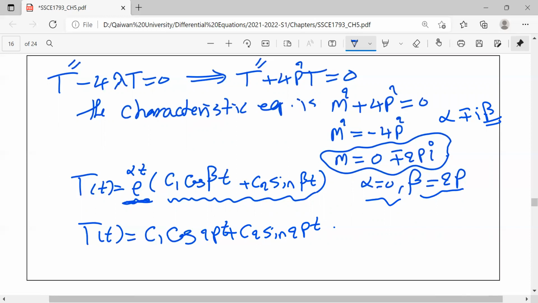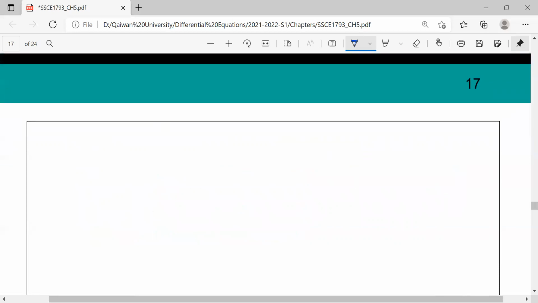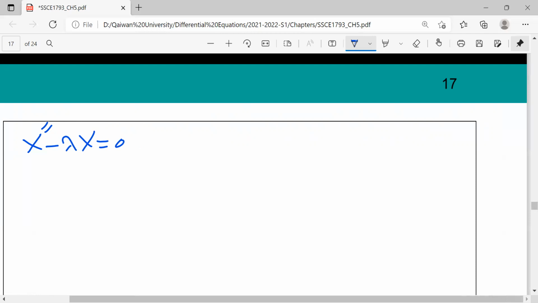Now we have another second order ordinary differential equation, which is X double prime minus lambda X equals 0. As we did before in the first step, we got two ordinary differential equations. So we must solve them both, because u is the multiplication of these two. This is the second ordinary differential equation. Now we replace lambda by negative p squared.